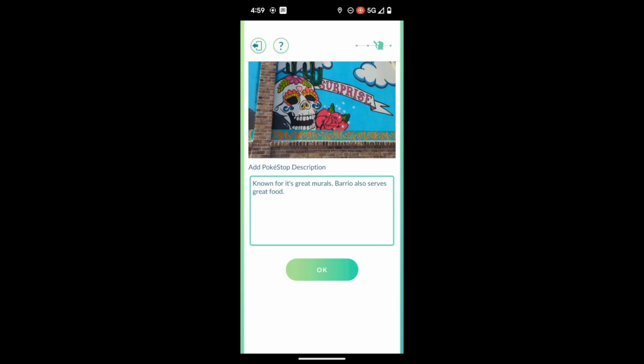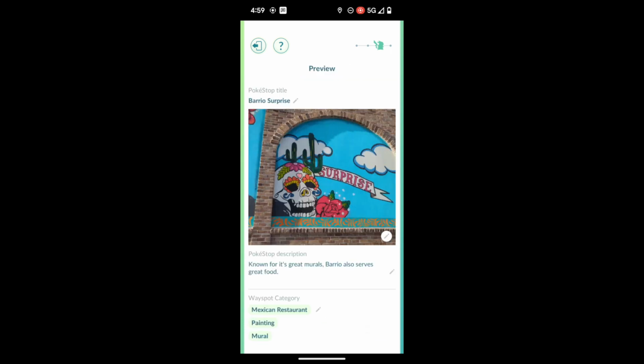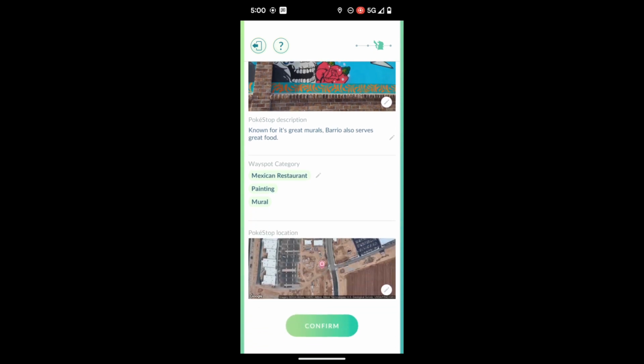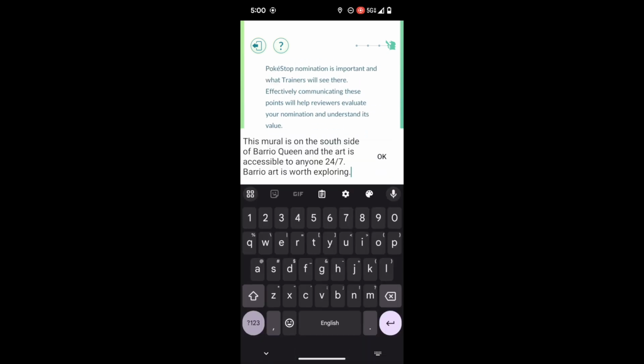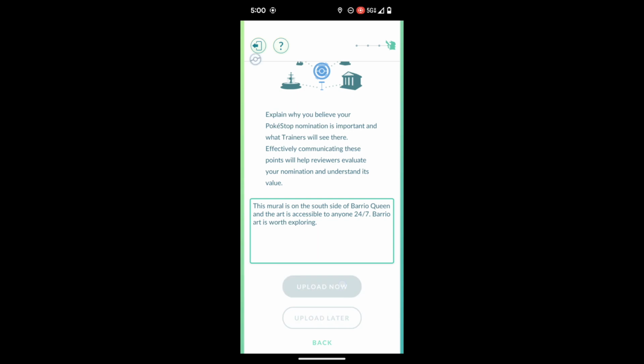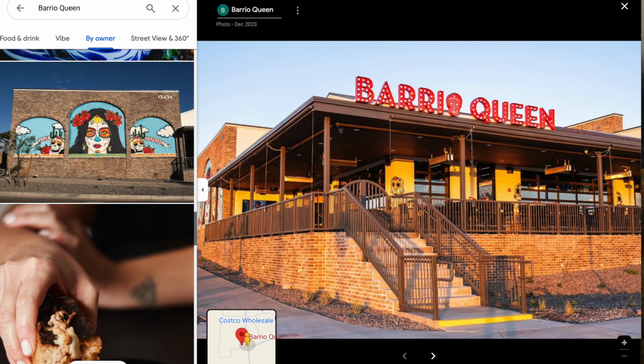I kept the description fairly generic because it is just going to be in the description in the Pokestop or the portal. I picked my typical categories, although I did say Mexican restaurant for this one. And for supporting information, I said my typical stuff, but figured I would go back later because I need to adjust it because it's not in imagery. And then I hit to accept it. But don't think you're done now that you hit OK. Now you have to go to the Google listing and see if whatever you nominated is within the pictures. In this case, it was.